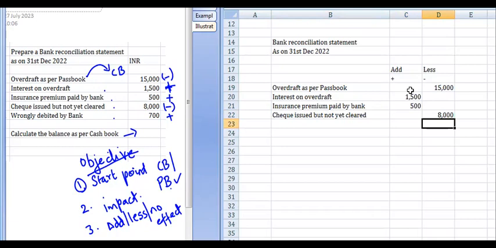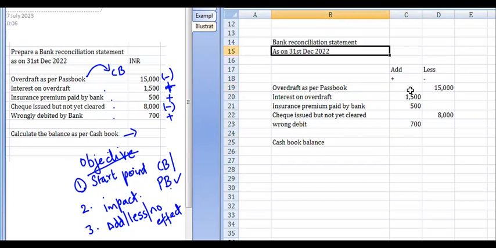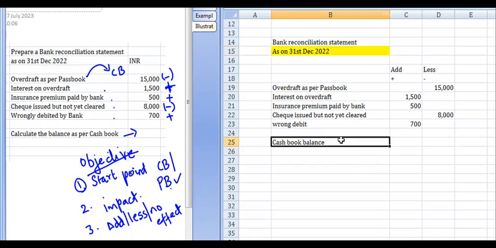Because the check issued is already debited in our cash book balance. Since we are starting from the passbook, we need to less this in order to arrive at the cash book balance. And the wrong debit by the bank is to be reversed by the bank, as well as we need to reverse that in order to arrive at the cash book balance. So now let us arrive at the cash book balance. While preparing the bank reconciliation statement, it is very important to note the date, because the date on which we are preparing the statement is the cutoff date which we need to consider for our timing differences also.